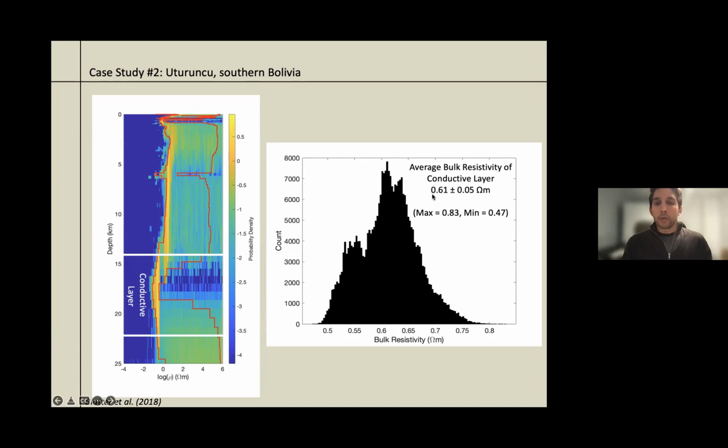And what you end up with is a resistivity for this layer of 0.61 ohm meters. And if you remember from Laguna del Maule, it was 4.7. And so this is quite a bit more conductive. It's almost an order of magnitude more conductive than Laguna del Maule. And that's very, very surprising.